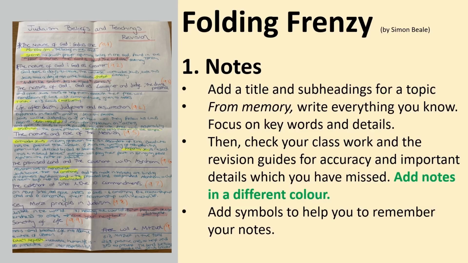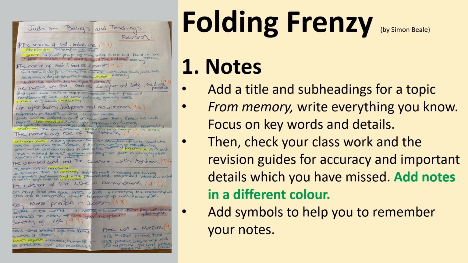Students will take an A4 sheet, they will decide which topic, and they will write their title and any subheadings throughout their revision notes. And the aim is that students will write everything that they know about that topic. So for example, here you can see Judaism, beliefs and teachings. They'll write everything down that they know about that topic in one coloured pen.